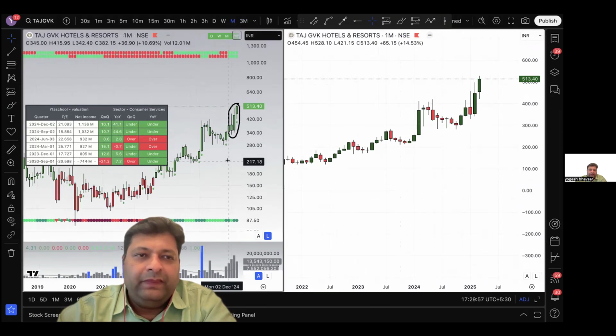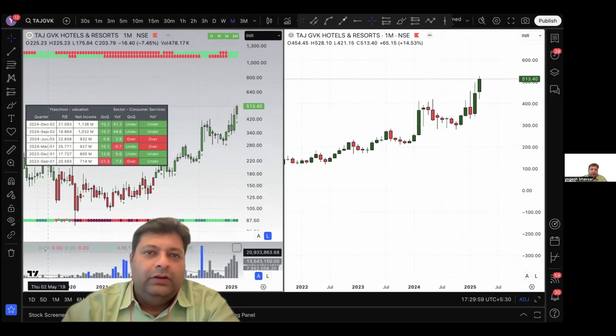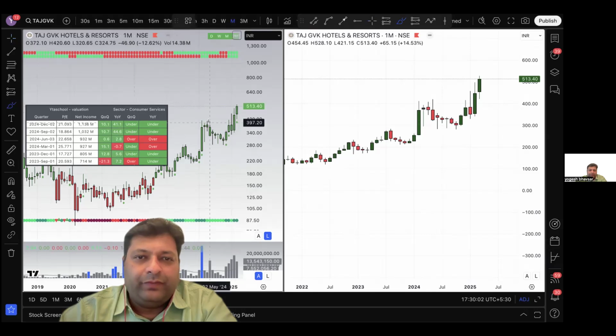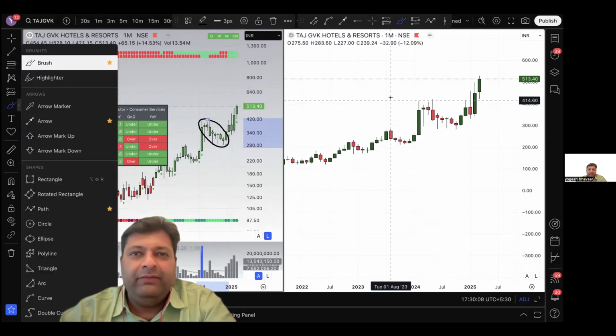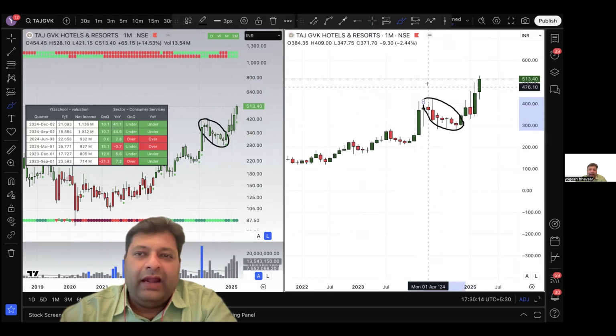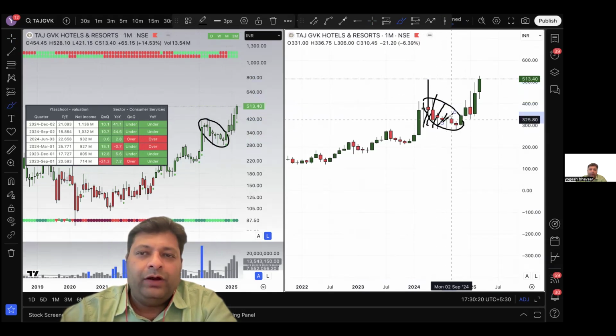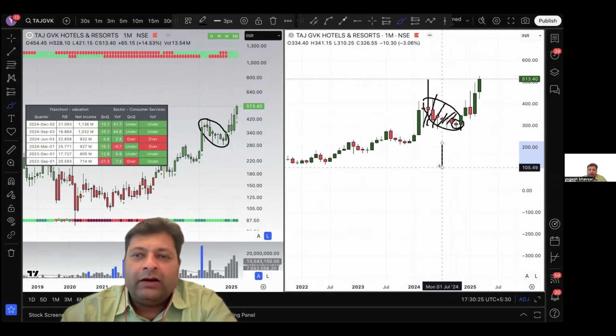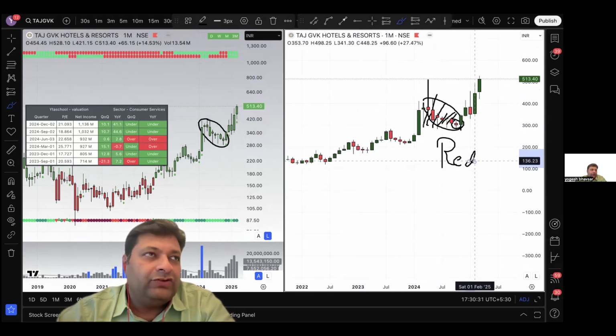Now, if you see this area, in general language, same time frame, same stock, Taj GVK, this area. If you see candle number 1, 2, 3, 4, 5, 6, 7, they all are red in color. So, what are they trying to say? That the opening of the stock is higher than the closing. That's why it is red in color, because there was a pressure of sellers.